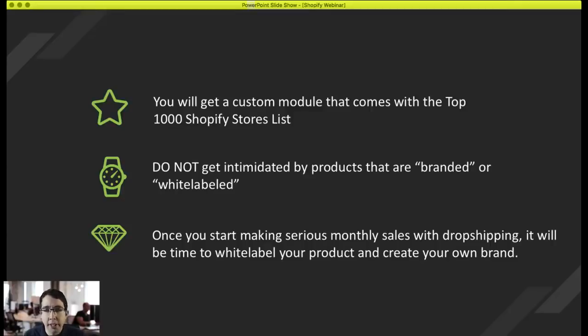You'll get a custom module that comes with the top 1000 Shopify Stores list once you buy it. Always remember, do not get intimidated by products that are branded or white labeled. Once you start making serious monthly sales with dropshipping, it will be time to white label your product and create your own brand. Or, of course, you can start with labeling if you prefer. Purchase 50 to 200 items, for example, and you can ship them yourself to your client. This is if you want to avoid any shipping delays and if you have funds. If this is how you want to proceed, let me show you right now how to do it.